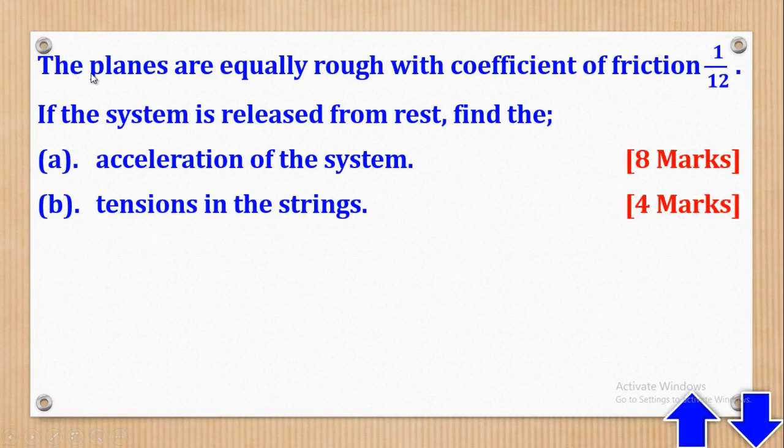Here they say that the planes are equally rough. Equally rough means that the coefficient of friction is the same. So equally rough with the coefficient of friction 1/12. If the system is released from rest, find part A, the acceleration of the system, and part B, the tensions in the strings.